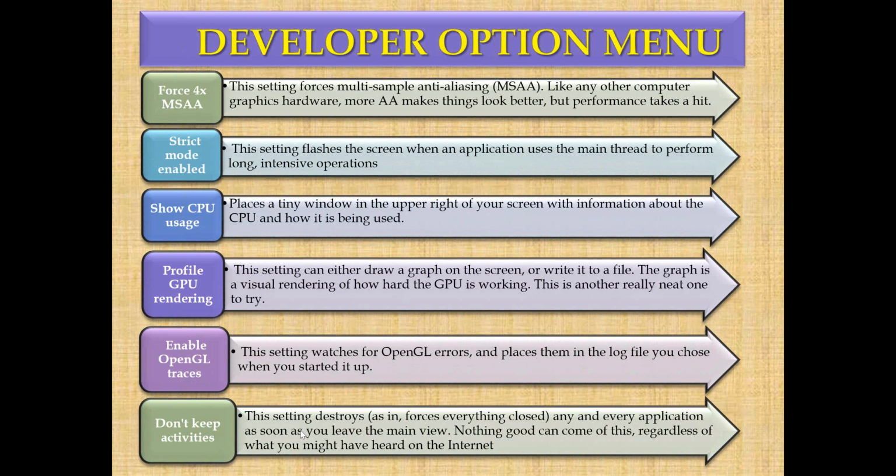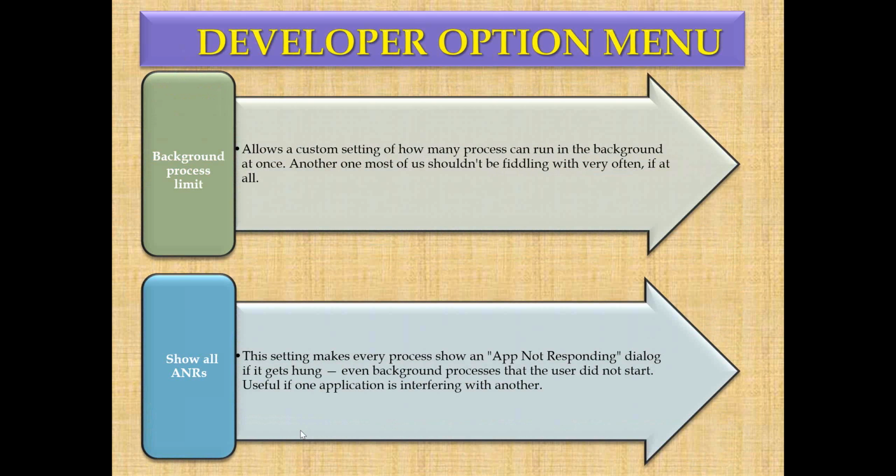Okay, another one: don't keep activities. What else do we have here? Oh, this one I was talking to you about, the background processes. You can open this menu and by default the number is not shown, but I'm giving you the number. It's about 120 processes going on by default in the background.